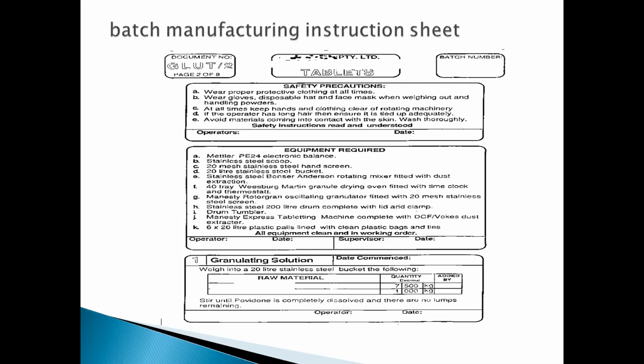Then the operator's signature and date, and what equipment is required, whether a metal scoop or stainless steel scoop, a 20 mm stainless steel hand screen, a 20-liter stainless steel bucket. So what are the requirements? Again, they have to sign. All equipment before and after should be cleaned and in working order. Granulation. So this is a sample one.